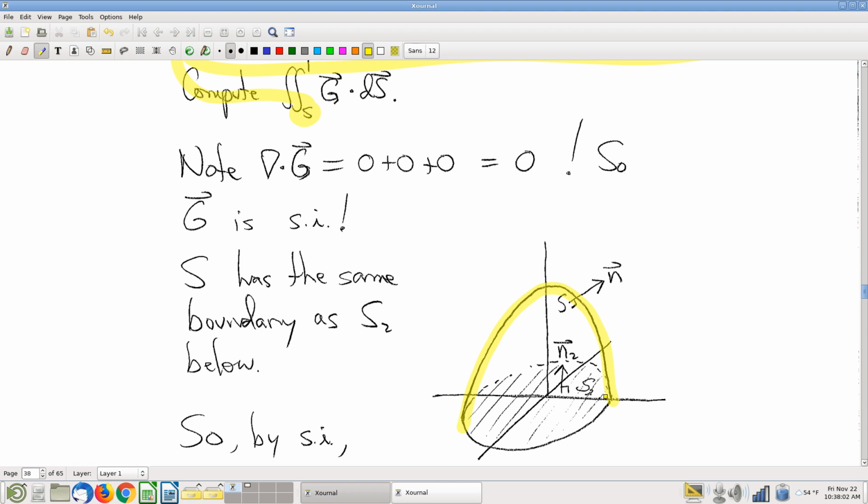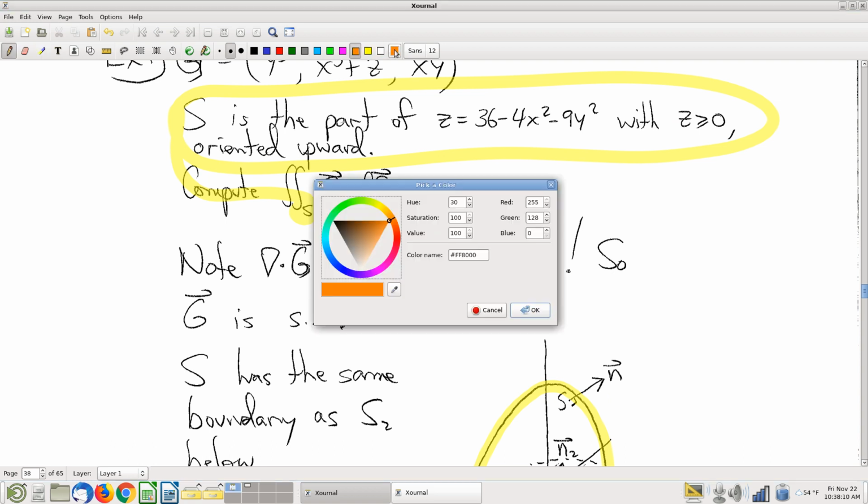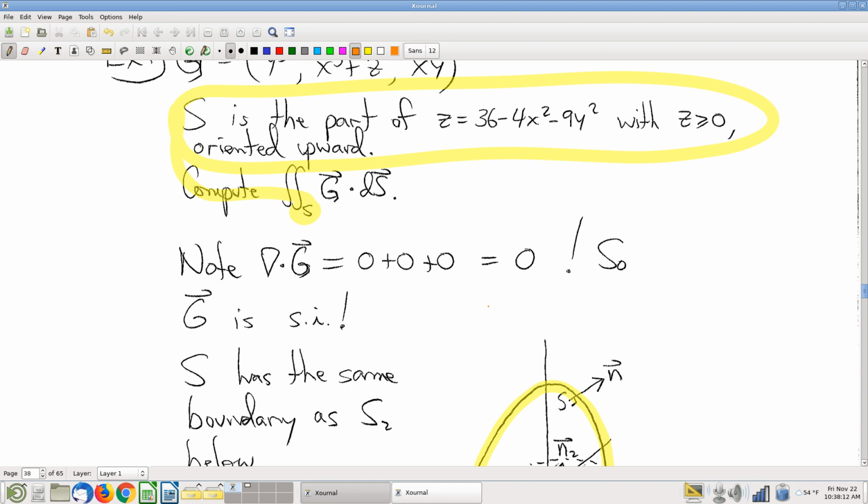A lot of students get uncomfortable with my assertion that this is not a boundary. You've got to interpret very carefully the statement of the question, and in particular, what is this surface?